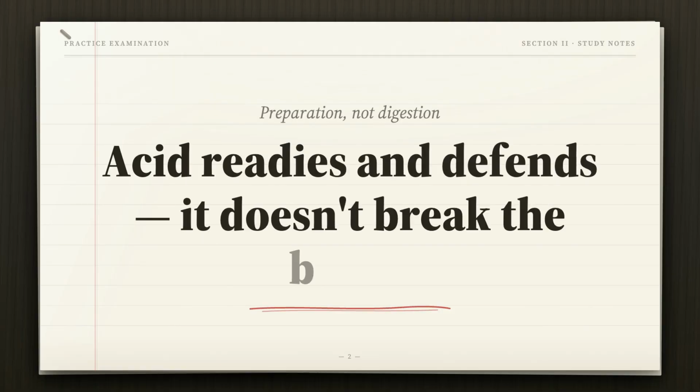The framing to carry forward. Acid is a preparation and a defense, not a digestive necessity. It readies protein for enzymatic attack and sterilizes the meal. But breaking bonds is pepsin's job, and the pancreas does far more of it.